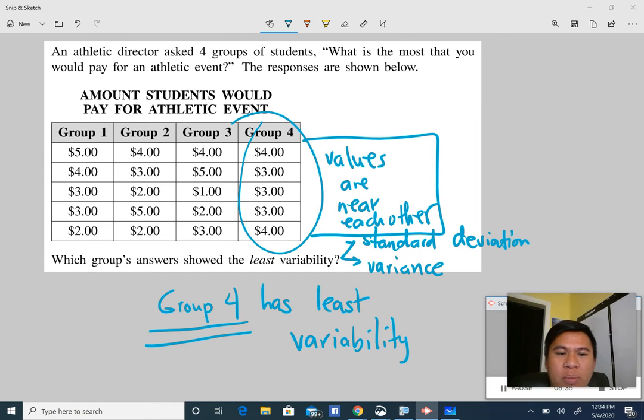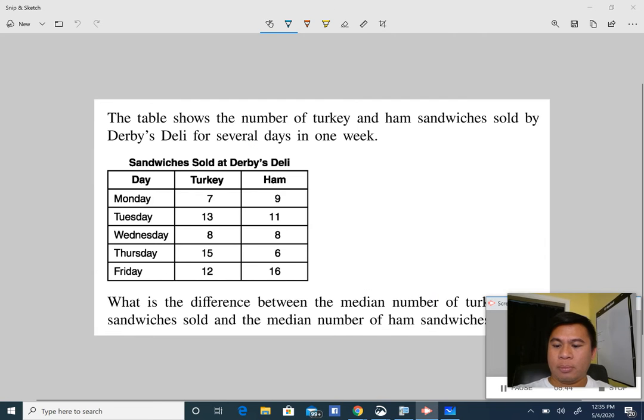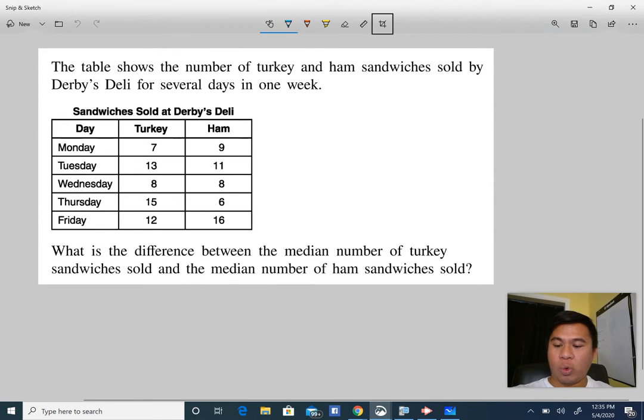My question for you will be, which of these groups will have the highest variability? Let us now go to our second question. The table shows the number of turkey and ham sandwiches sold by Derby's Deli for several days in a week. On the second column, we have the turkey sandwiches sold per day, and on the third column, we have the ham sandwiches sold per day. What is the difference between the median number of turkey sandwiches sold and the median number of ham sandwiches sold?